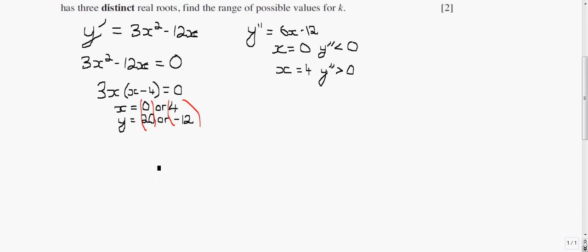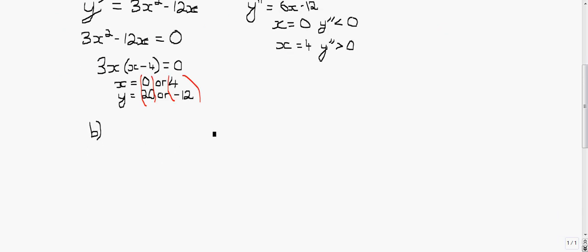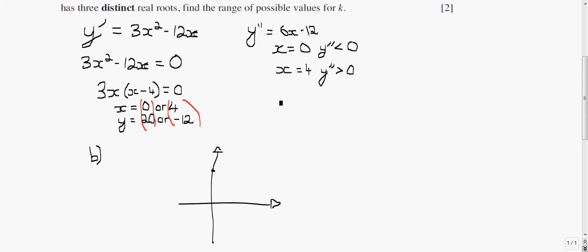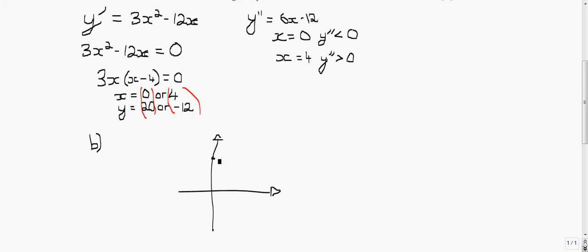And then we've got a sketch in part B. Well, so we just draw some axes here quickly. And so the two points that are important are our maximum and our minimum. So our maximum is going to be 0, 20, and our minimum is going to be 4 and minus 12, roughly there. And our sketch is going to be a cubic graph that looks something like that.